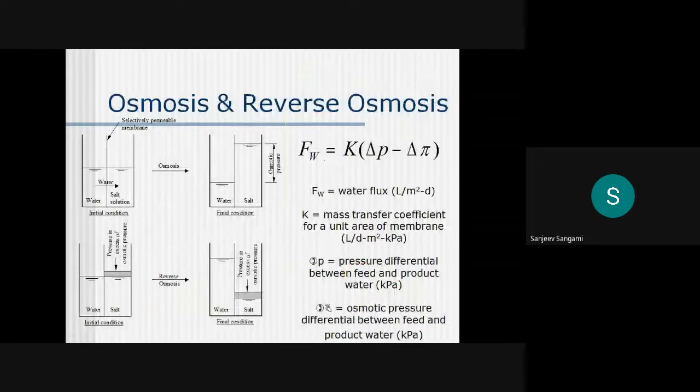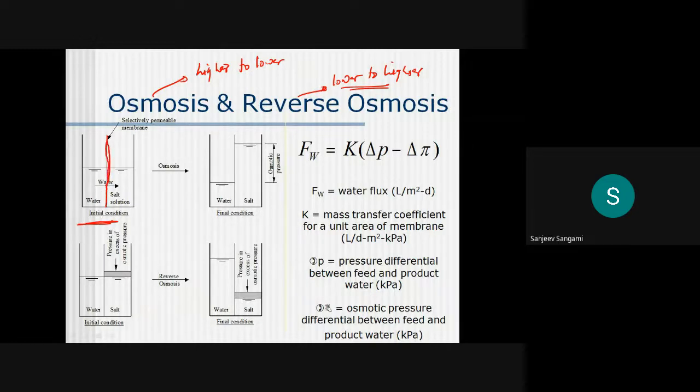Okay, so the osmosis as well as the reverse osmosis. See, osmosis is the movement of ions from higher to lower concentration. Remember, higher to lower concentration. But reverse osmosis is lower to higher. So see here in this initial condition, this is the tank. Here is one barrier, the selective membrane. The membrane is kept like this. It acts like a barrier.